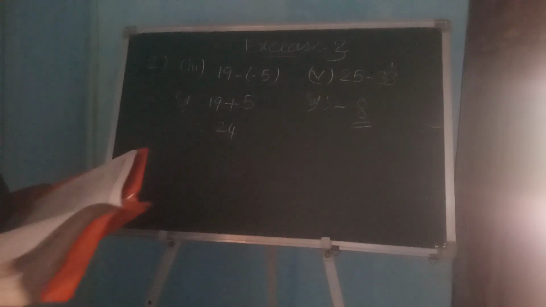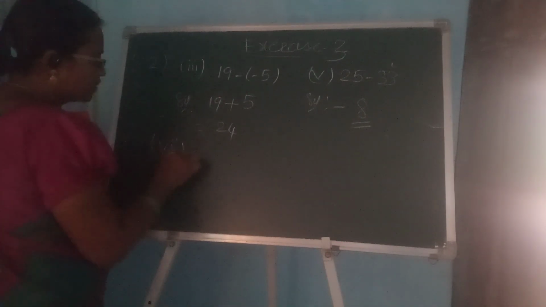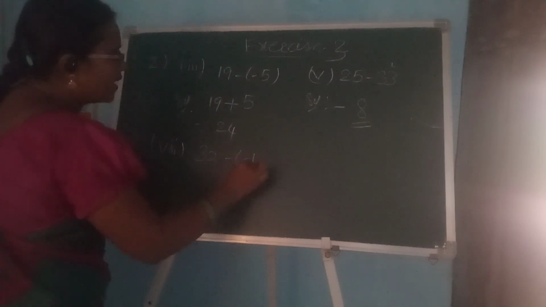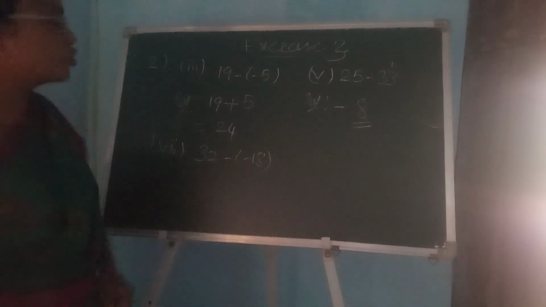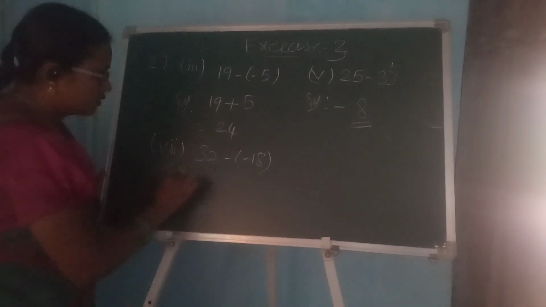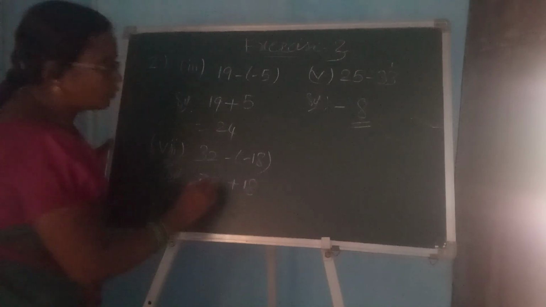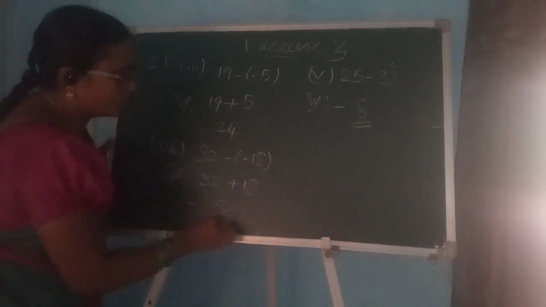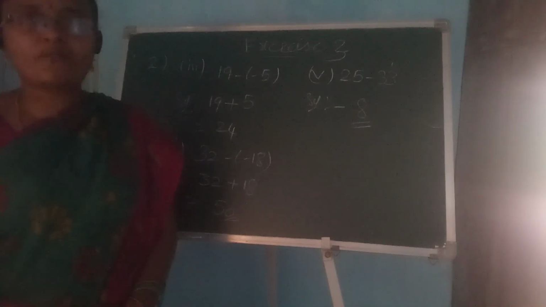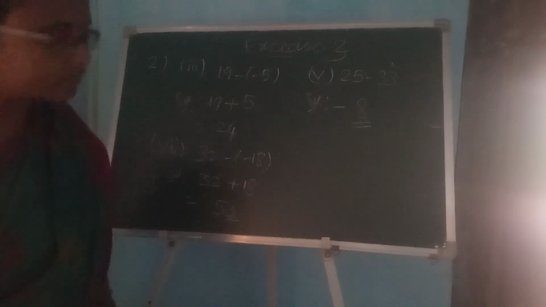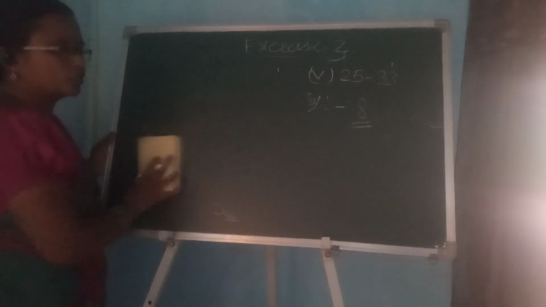Now, 8th one. 32 minus of minus 18. Now see the solution here. 32 minus into minus is plus 18. 32 plus 18 is 50. Now the solution is finished up to now here. Now only one bit is left more here. Third bit.